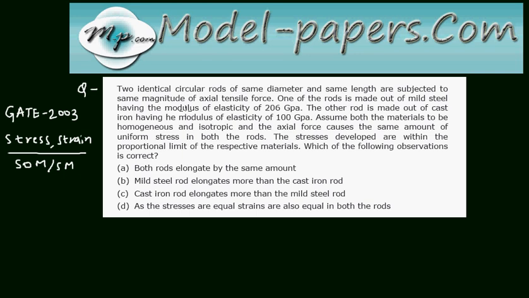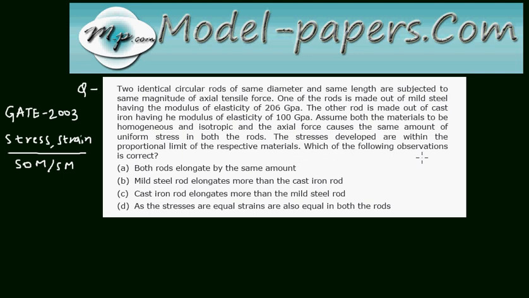Two identical circular rods of same diameter and same length are subjected to same magnitude of axial tensile force. One of the rods is made out of mild steel and having the modulus of elasticity of 206 gigapascal. The other rod is made out of cast iron and having elastic modulus of 100 gigapascal. Assume both the materials to be homogeneous and isotropic, and the axial force causes the same amount of uniform stress in both the rods. The stresses developed are within the proportional limit of the respective materials.